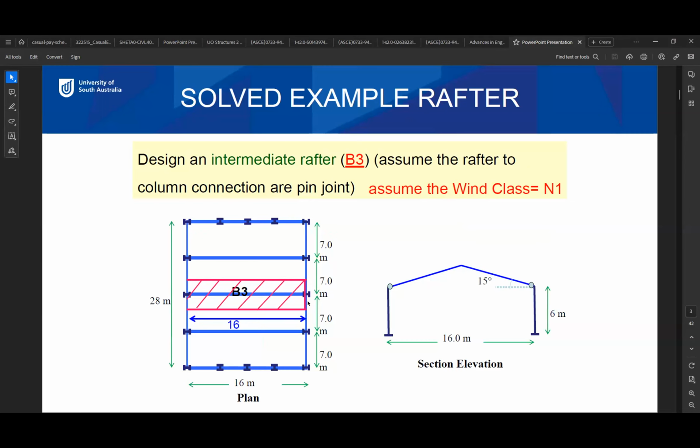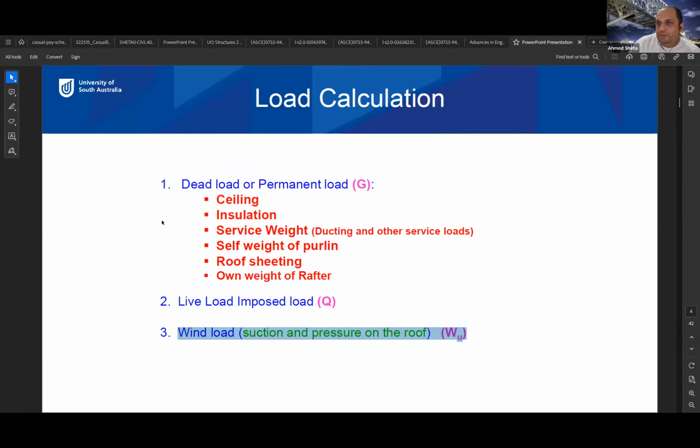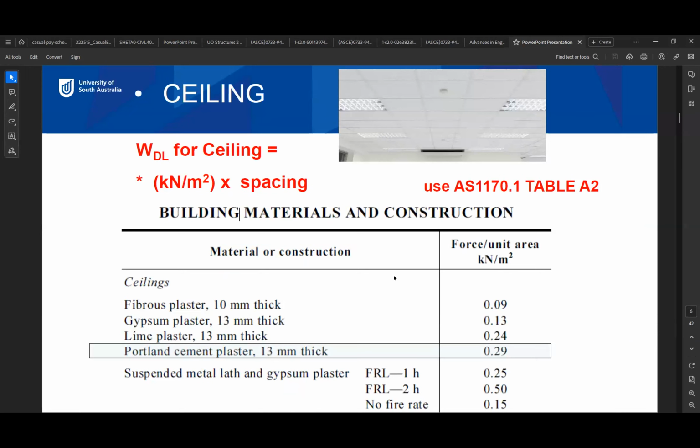And that's for the live load, right? No, that's dead load. Ceiling is under dead load. Insulation, surface weight, self weight of purlin, roof sheeting, own weight, all of these are under dead load. Okay. And are all those things that you just mentioned, Ahmed, found in table 1170?